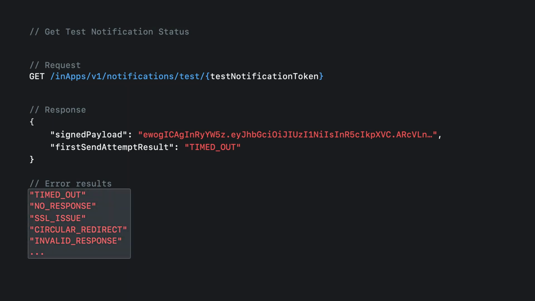These values indicate the error the App Store server experienced trying to reach your server with the test notification. With this information, you can troubleshoot your server issue, request new test notifications as needed, and get your server running reliably. Collectively, these test notification endpoints are simple to use and can save you a lot of trouble when setting up or reconfiguring your server to receive V2 App Store server notifications.